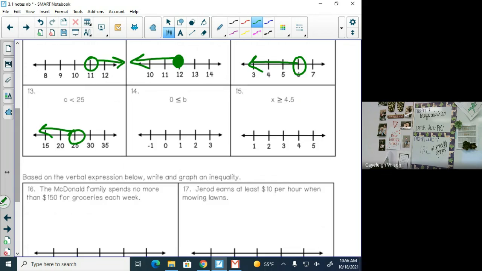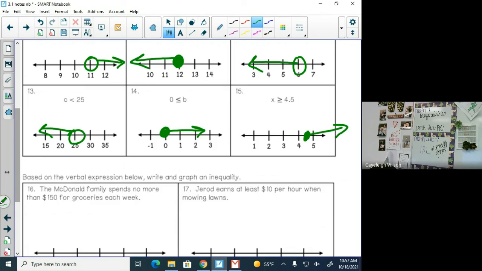All right, 14. Open or closed circle on the 0? Closed. And then if I read it from the B, B is greater than or equal to 0. All right, and then 15. 15, 4.5. So right here, a solid circle on the 4.5, and I also shade this to the right because it's eating the X. So X is greater than 4.5.